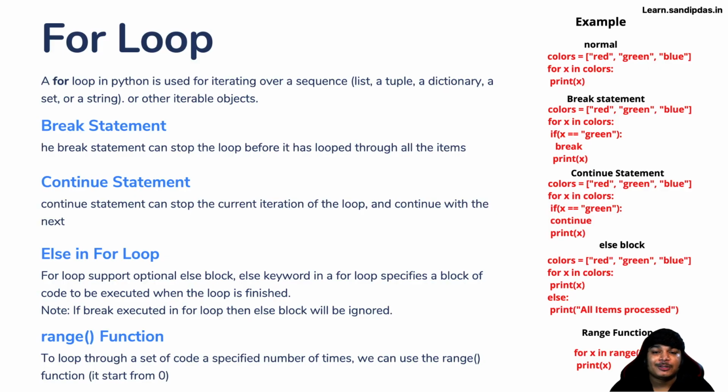Now let's learn about the break statement. The break statement can stop the loop before it has looped through all the items. Okay. Now let's learn about the continue statement also. The continue statement can stop the current iteration of the loop and continue to the next iteration. So what is the difference between the break statement and the continue statement? You can see the break statement completely cancels the loop, but the continue statement only skips the current iteration. Now let me show it in a code example so it can be even clearer to you guys.